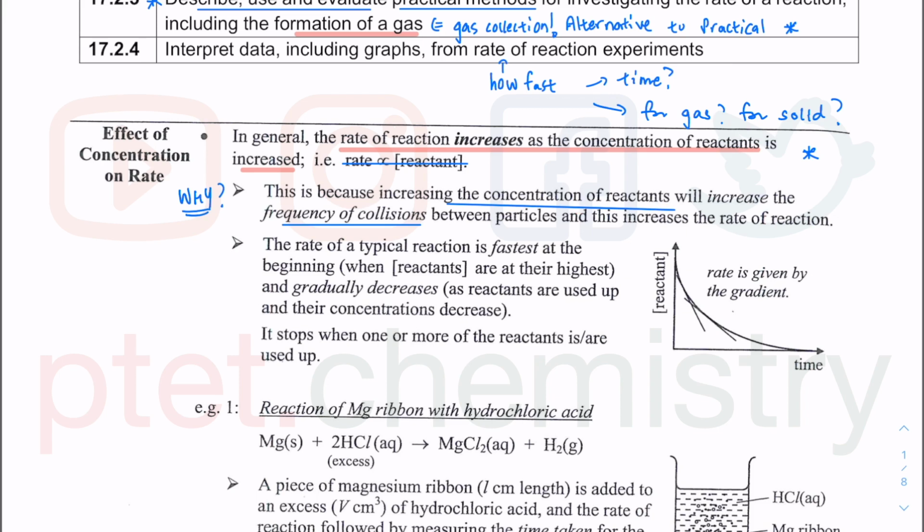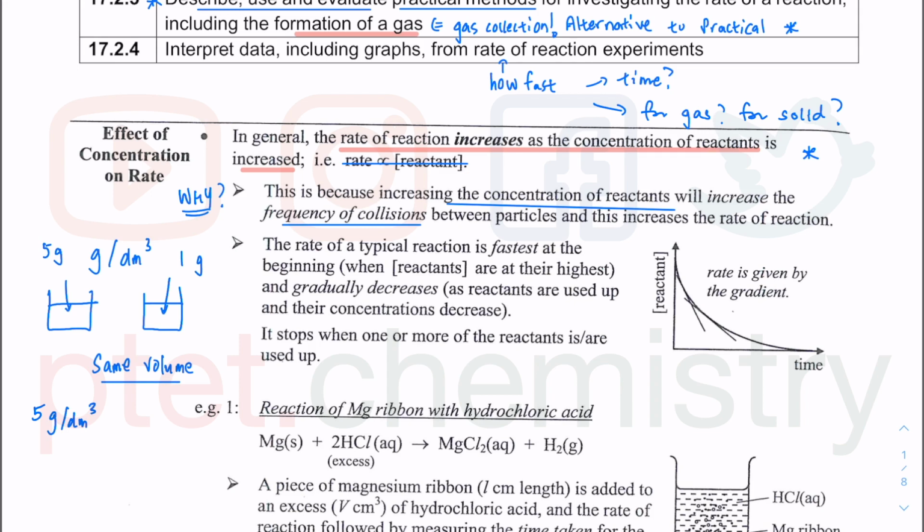When you have a much higher concentration, we know that concentration is in gram per dm cube. So if you have more gram per the same dm cube, that is, the same volume, let's say 1 dm cube, but you have 5 gram in 1 dm cube versus 1 gram, so you're going to get 5 gram per dm cube versus 1 gram per dm cube. So we say this is more concentrated.